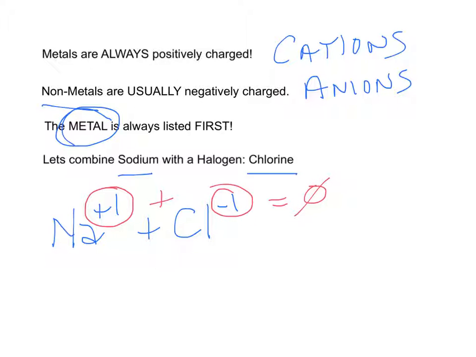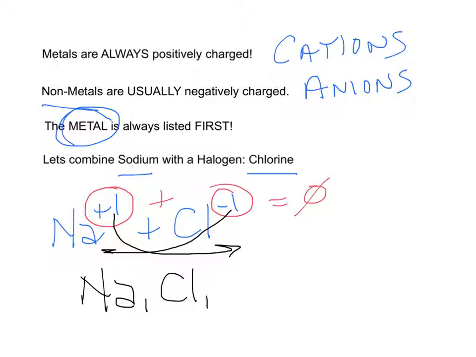So you can either figure out how many chlorines I need to counter this positive charge over here, or another easy trick is to take the charge of this ion and put it down here at the bottom, and take the charge of this ion and put it down here at the bottom, and write sodium 1, chloride 1, and then I have my balance.